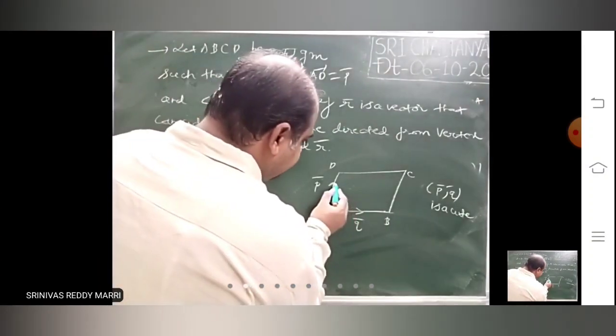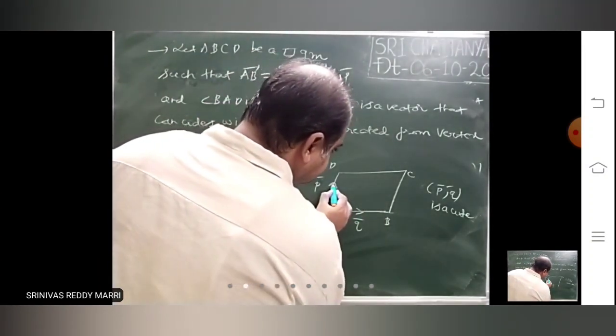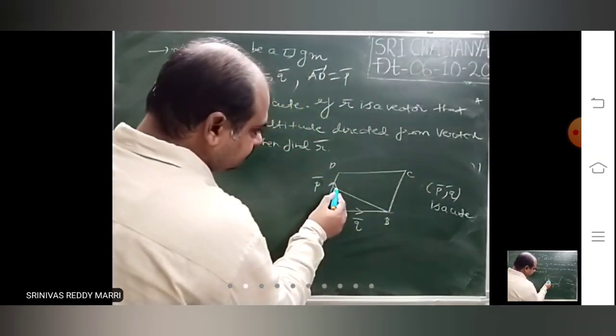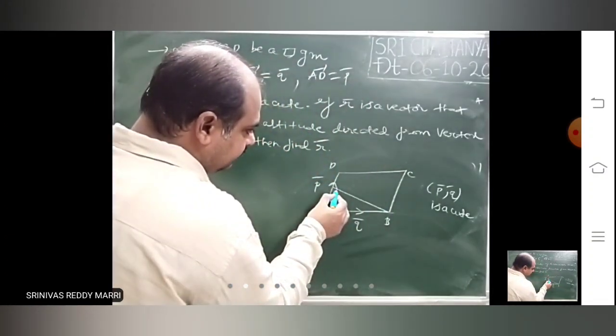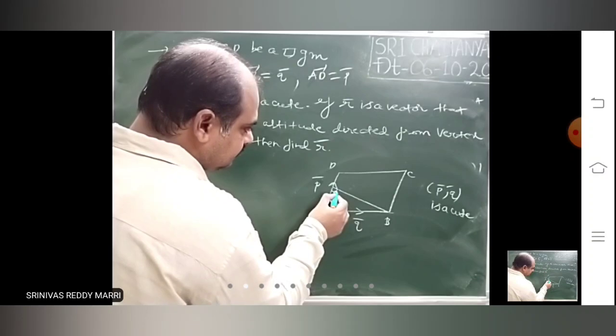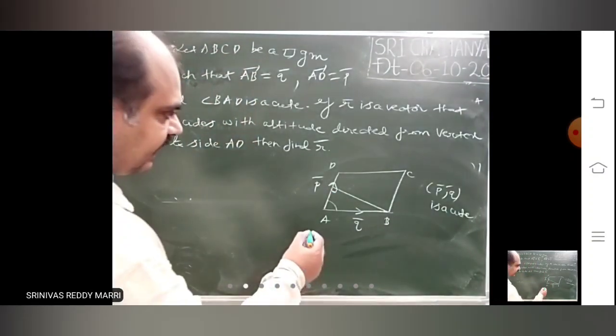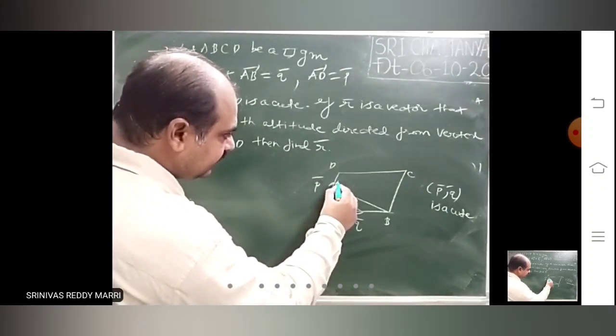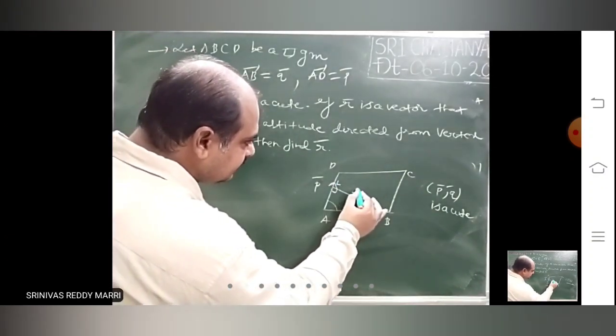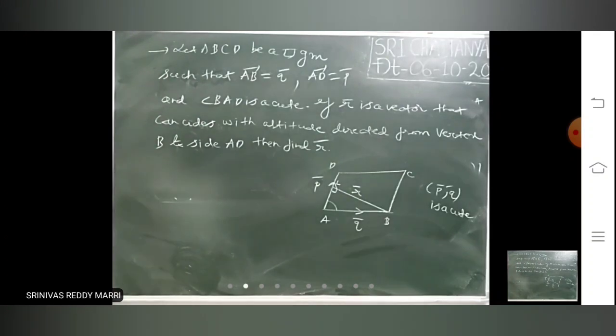From vertex B, draw an altitude like this. Look at this. So this is the altitude. Let us say L. BL, let us say R bar. Now, this R bar you want to calculate.